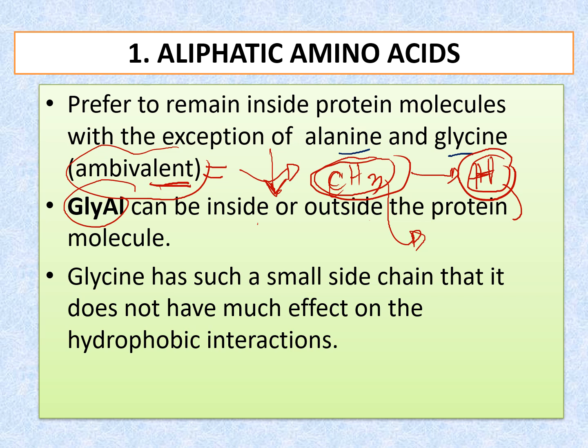Glycine has such a small side chain, only a hydrogen atom, that it does not have much effect on the hydrophobic interactions. Same with alanine actually. Since it has only one carbon atom, it doesn't matter at all if it can be found on the surface of the protein.